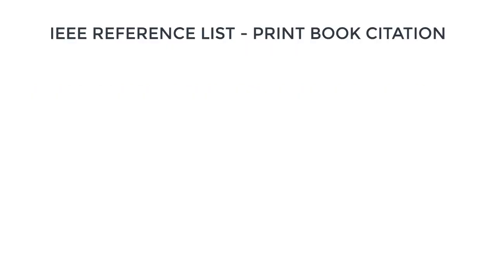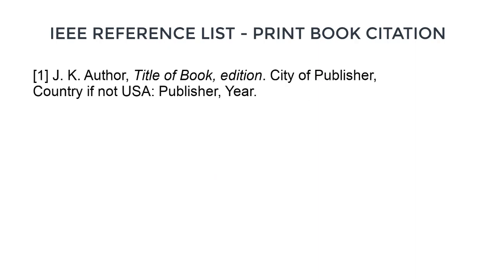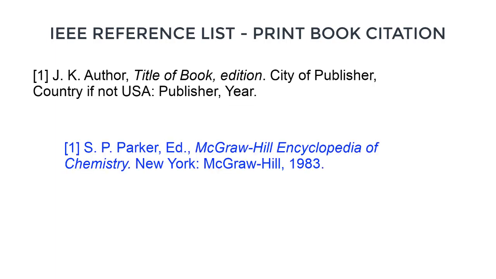This is the correct format for a print book citation in IEEE. After listing the number of the citation, and all of these examples will use the number 1 to demonstrate, you list the author or editor of the book, then the title, and the edition if it is an edition other than the first, and then the location and name of the publisher, followed by the year the book was published.